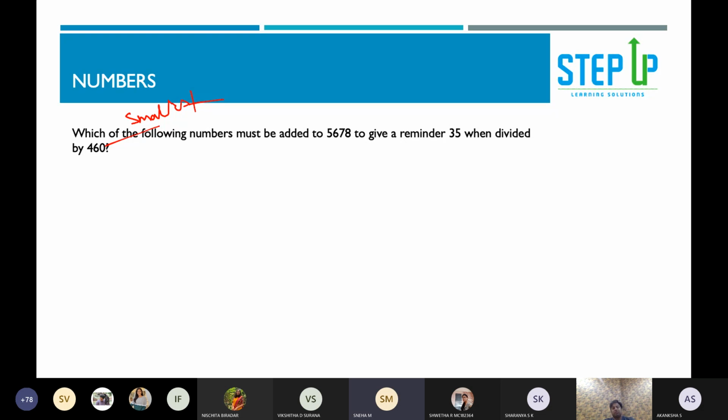I divided 5678 by 460. Okay. I got the remainder. What remainder are you getting? 158. Did I do some mistake in that? No, you did perfectly correct. You get 158 as your remainder. Then? And I subtracted it.